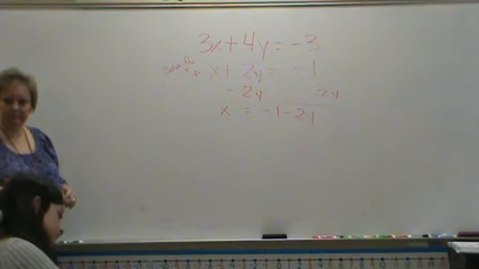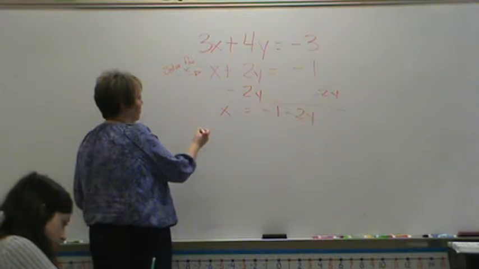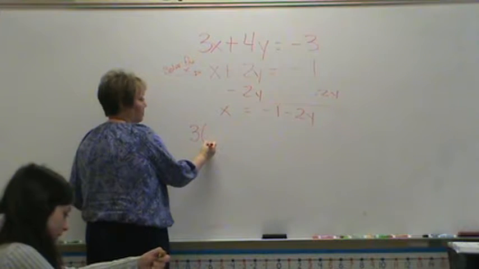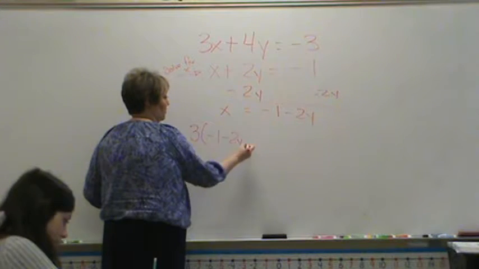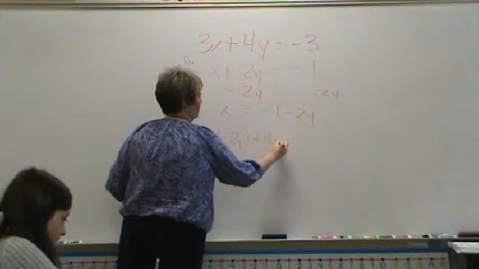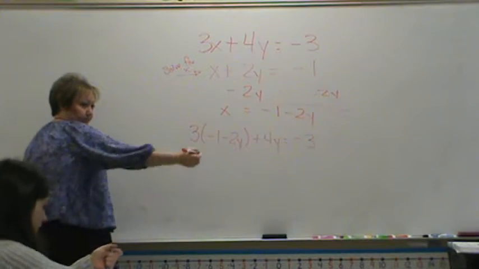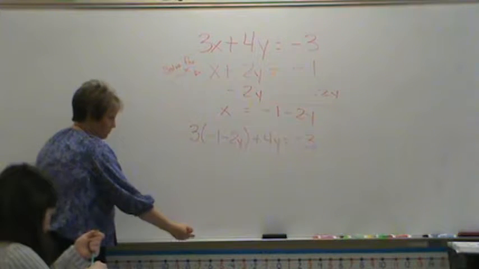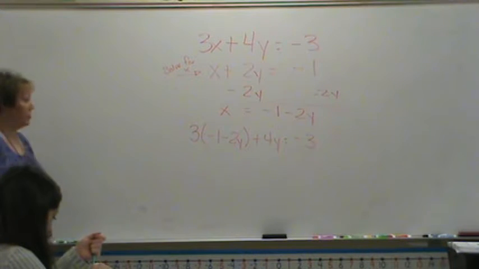Now what? Plug it into the bottom? Plug it into which one? The first one. Okay, so tell me how. It would be 3 times -1 minus 2y plus 4y equals -3. Okay, now what? What property do I need to use first? Distributive. Tell me how.